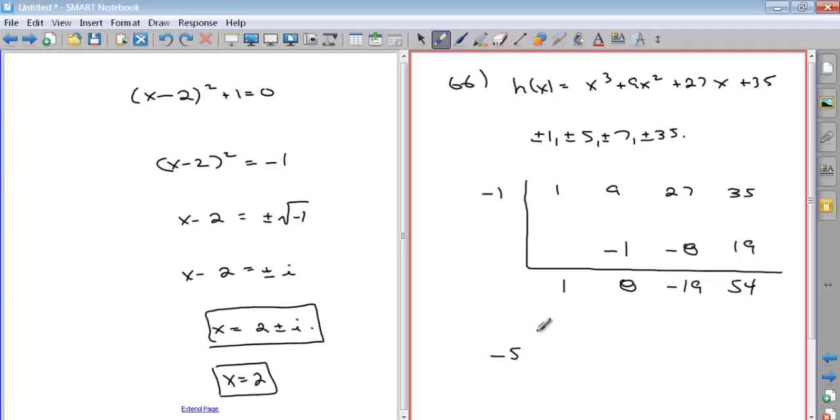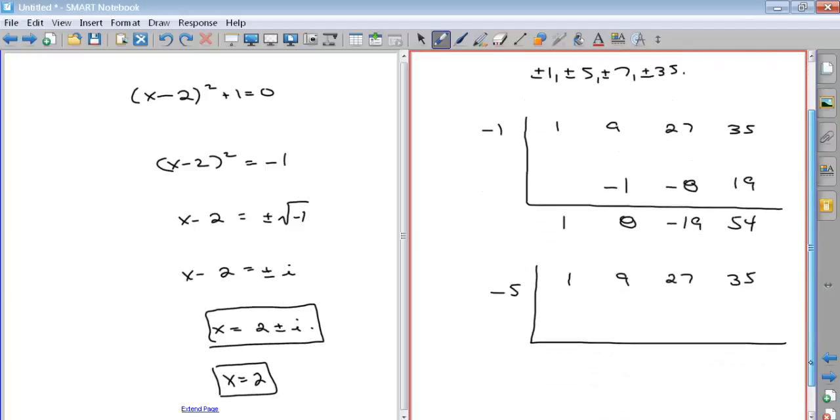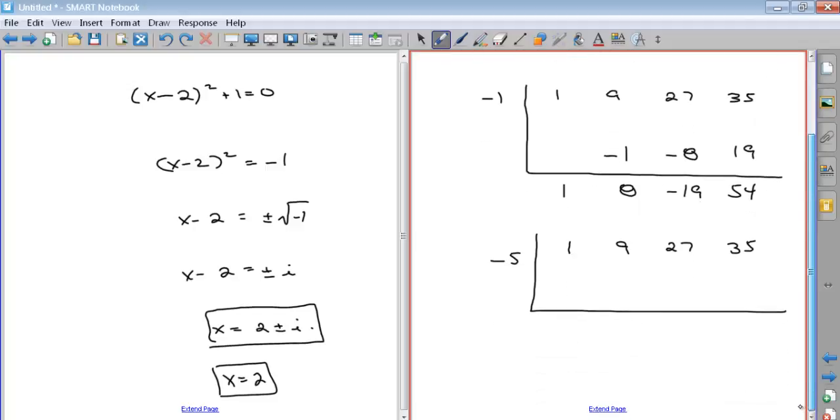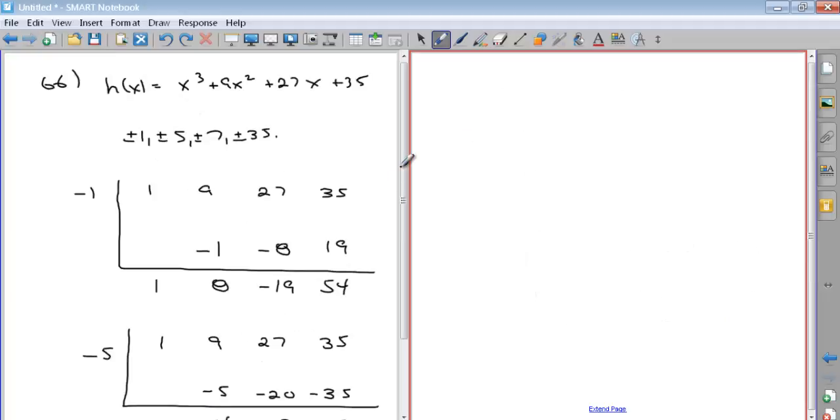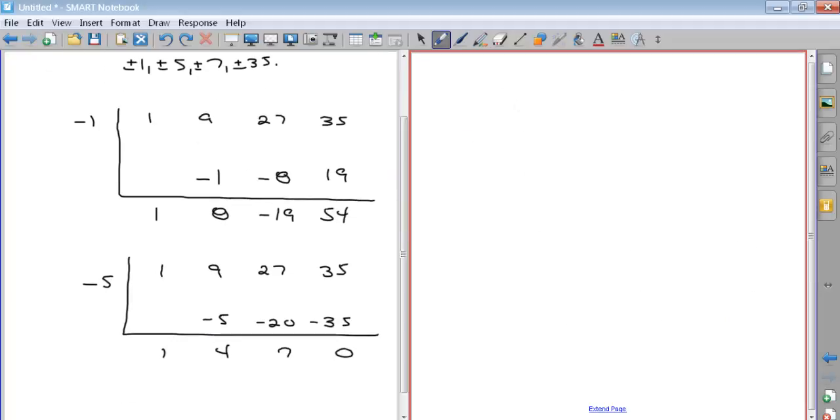Let's try negative 5. Okay, bring that down. Negative 5, 4. Negative 5 times 4 is negative 20. Get 7. Negative 35. Oh, thank goodness. That one finally worked out. Okay, so x equals negative 5 is one 0.